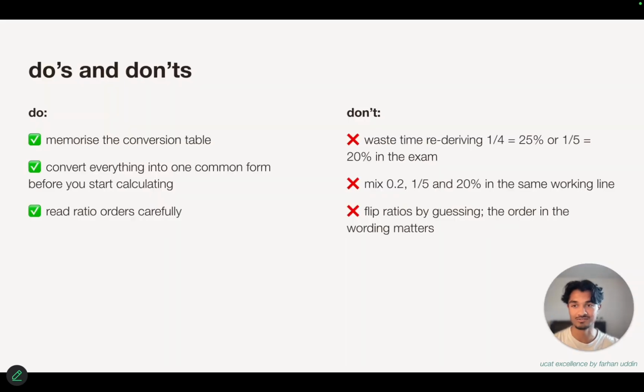So here's your do's and don'ts. Do memorize the conversion table. Do convert everything into one common form before you start calculating, and do read ratio orders carefully. Don't waste time re-deriving 1/4 equals 25% or 1/5 equals 20% in the exam because one, you should know them, but two, hopefully you've committed the rest of the fractions of the conversion table into memory now as well. Don't mix 0.2, 1/5, 20% in the same working line, stick to one, and don't flip ratios by guessing. The order in the wording matters.